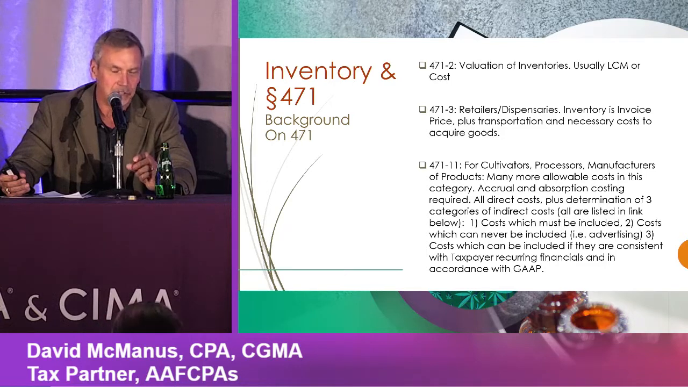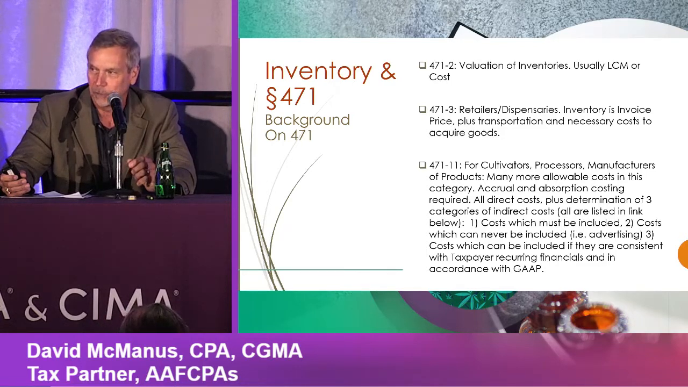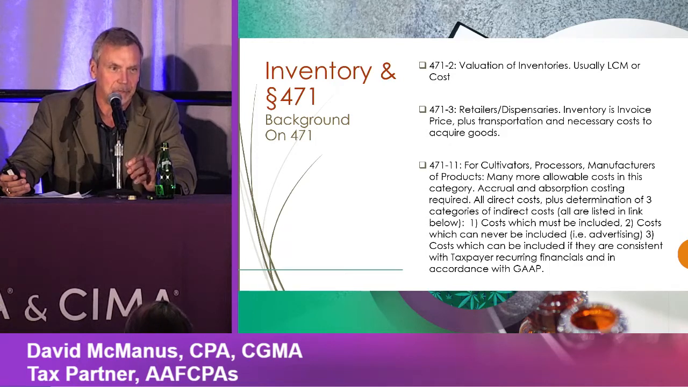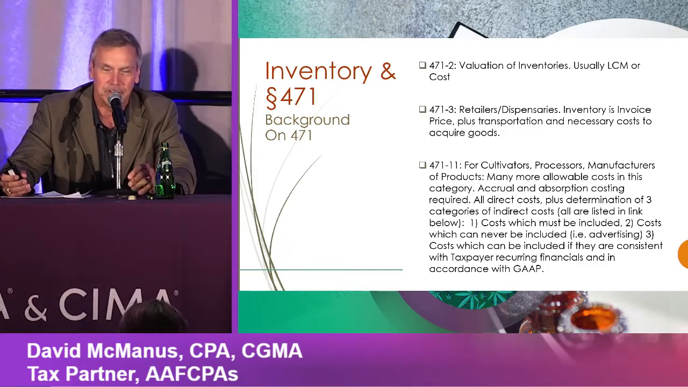But in terms of background on 471, the key thing that people just need to keep in mind here is consistency in financial reporting, and what ultimately it needs to be acceptable to the IRS, because 280E only allows deductions for cost of goods sold, right? So that's the key thing: you've got to get your inventory right. Can't deduct anything else.